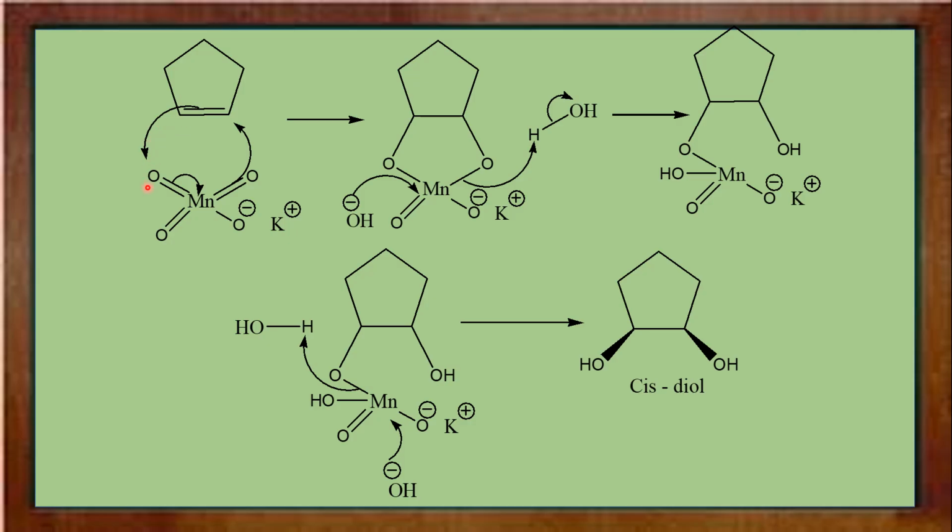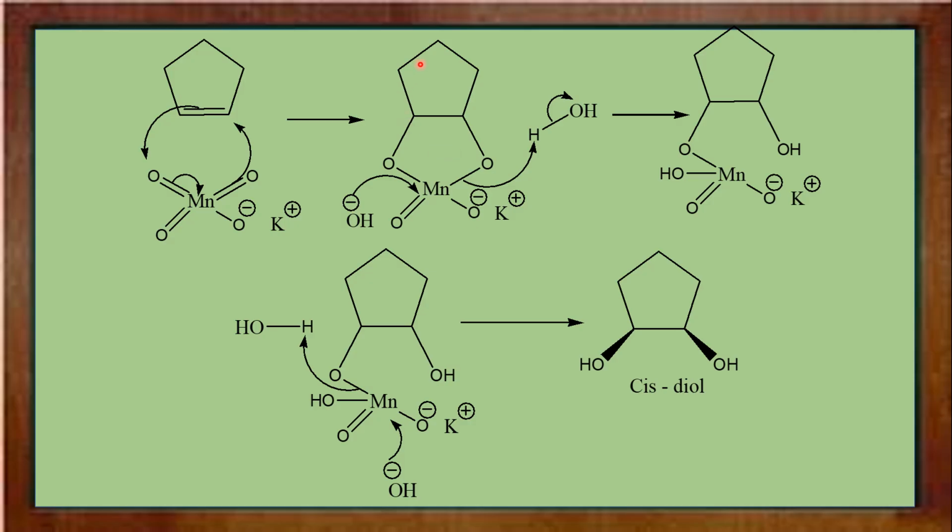When a new bond is made here, this pi bond is shifted to manganese, so that the 7+ oxidation state of manganese is reduced to 5+ here, and this is a cyclic manganate ester. This cyclic manganate ester contains the two oxygen atoms on the same side of the two carbon atoms which were having the double bond earlier.